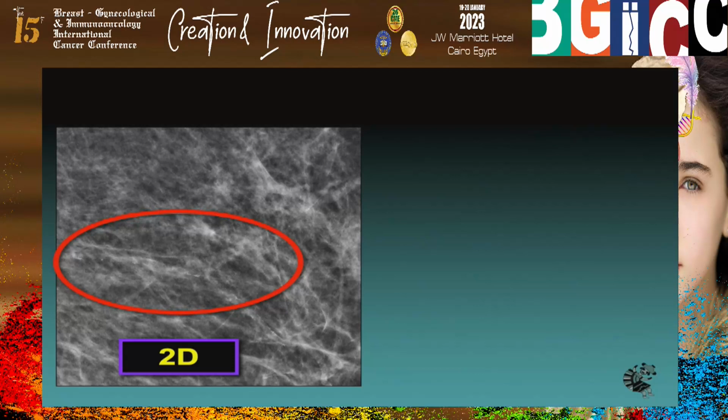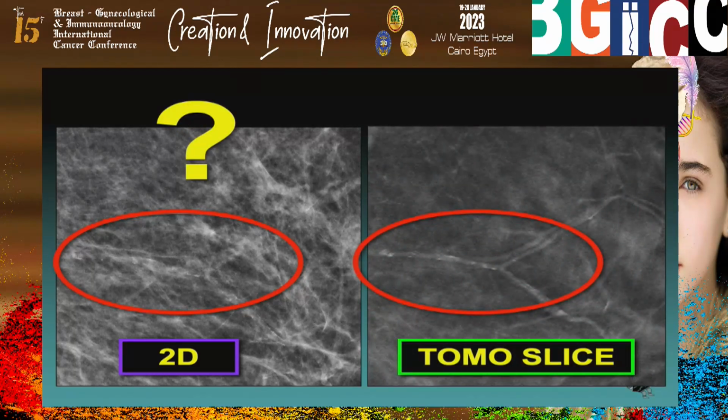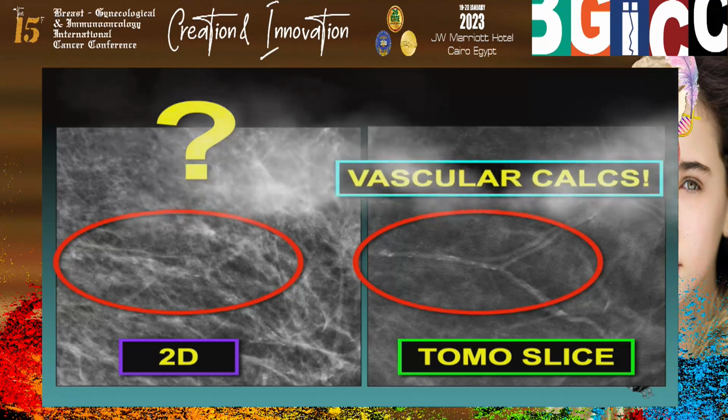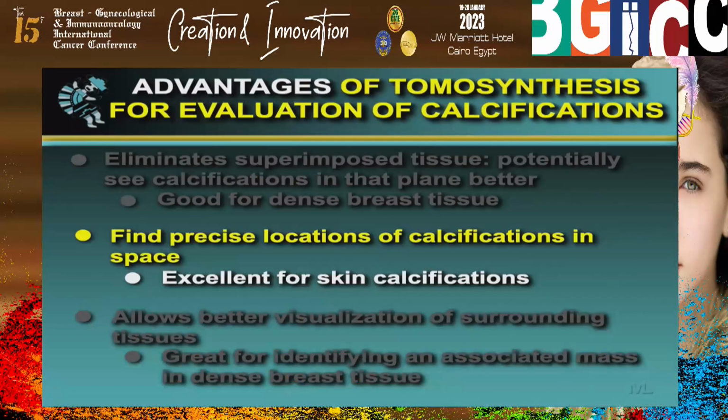Here we saw some tiny linear calcifications right in the middle where that circle is on the 2D. And I was very concerned about these until I looked at the tomosynthesis. Where are the calcifications? They're inside of a blood vessel. So we know these are totally benign. We can dismiss this case without having to do a diagnostic workup using tomosynthesis alone.